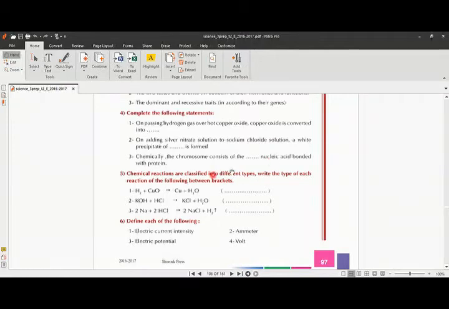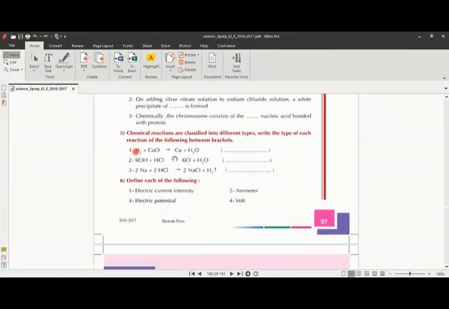Chemical reactions are classified into types, you know them: the thermal decomposition, substitutions, simple and double, and oxidation and reduction, and so on. So the first one is related to which type? H2, CuO, Cu, H2O, so we change the O, one takes it and one gives it. So this is oxidation and reduction.